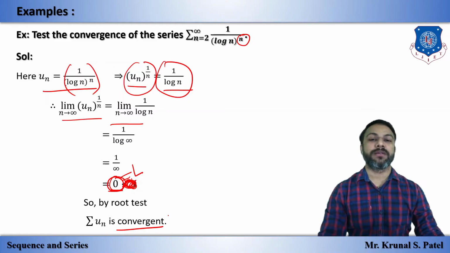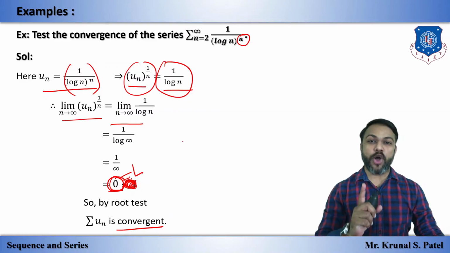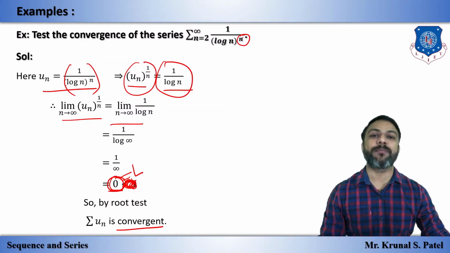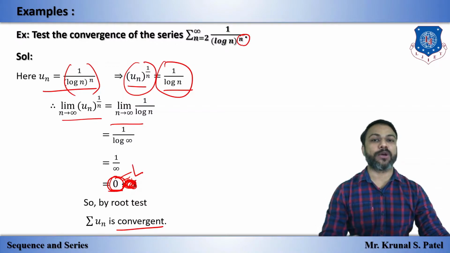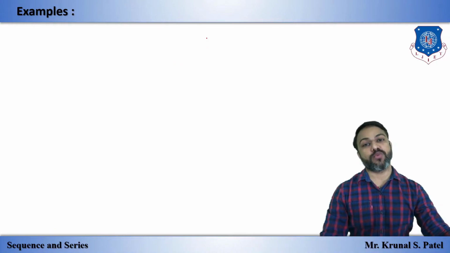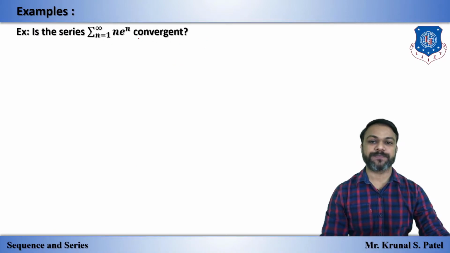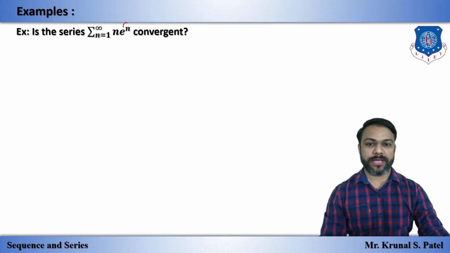So simple. But you have to observe that whole raised to n power is given, n or n square or n raised to anything according to the example. Okay. One more example to understand better. Here n into e raised to n. Okay, now we have to just check if it is convergent or not.